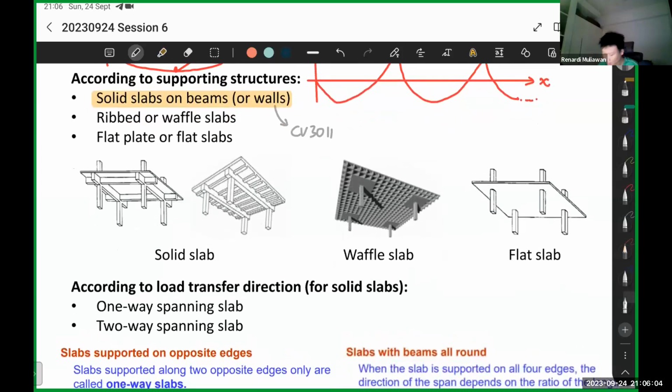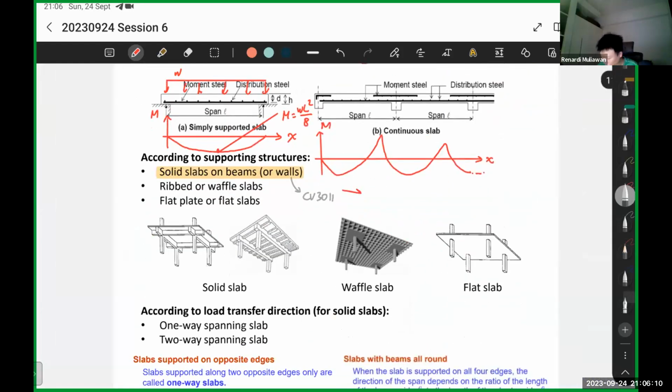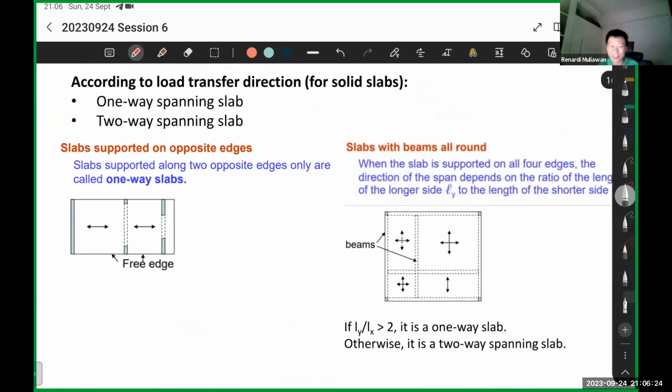Okay, so the first one is important for moment redistribution. The second one is important for design steps. But again, we will only care about solid slabs for this course. So yeah, this one is not that important for this course. Now the third one is very important for this course.